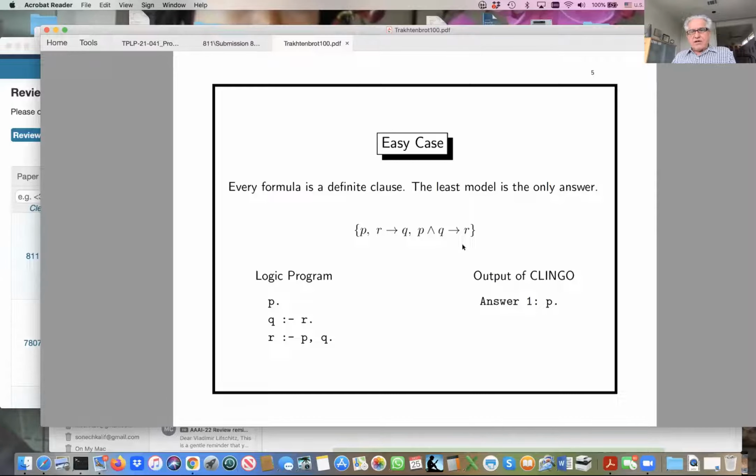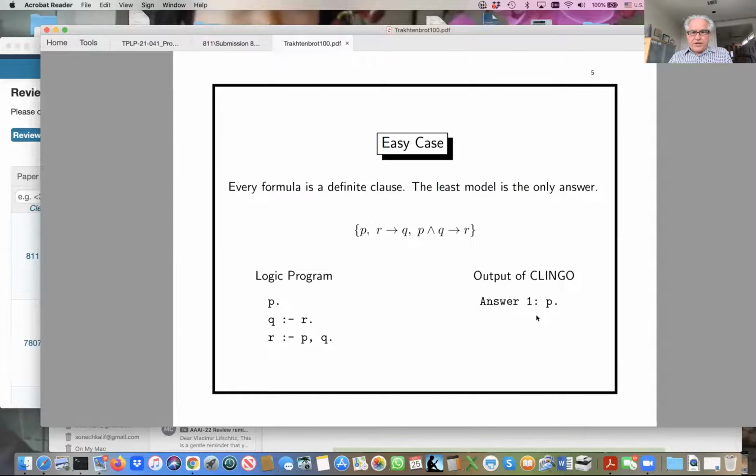Any set of definite clauses has a unique least model. It's actually the set of all atoms that can be derived from these clauses. And it's least in terms of set inclusion. It's a subset of every other model. And in this case, this least model is the unique stable model. So here you see this set of 3 formulas written in the format that Clingo understands, and that's the answer that Clingo will produce.